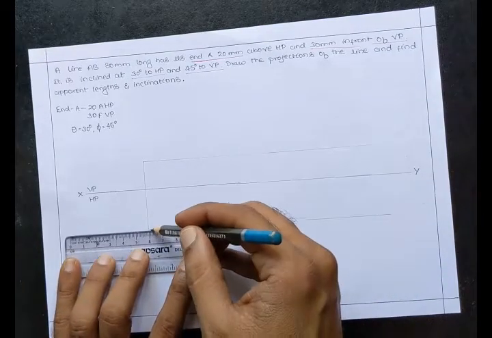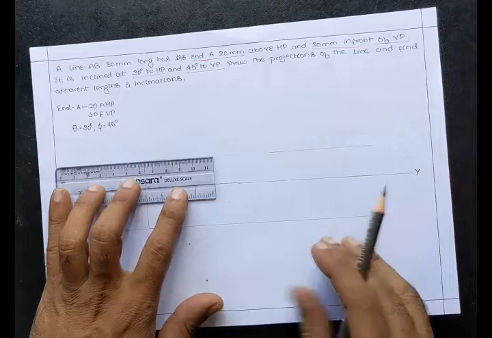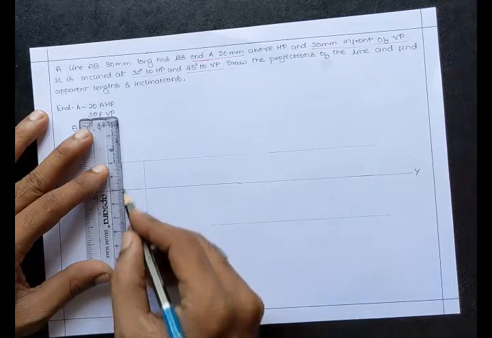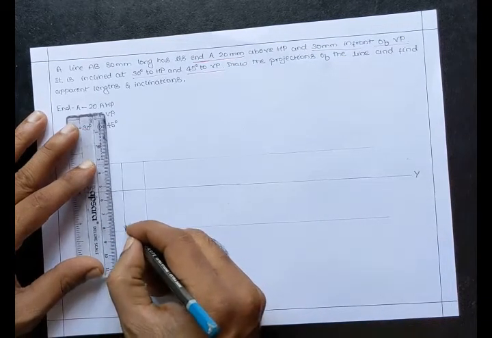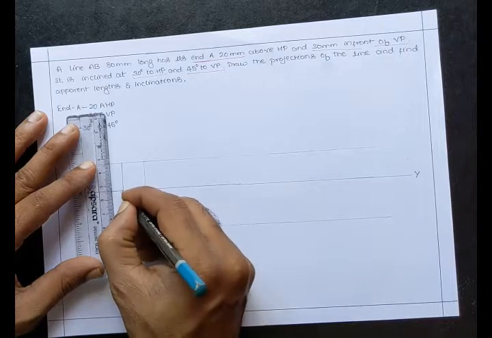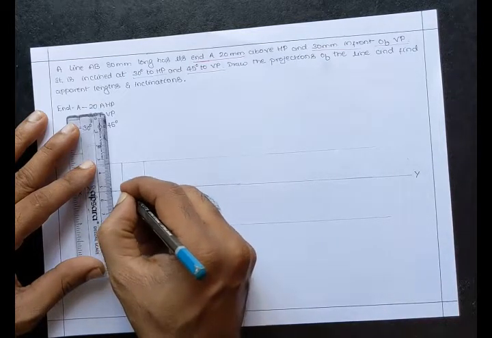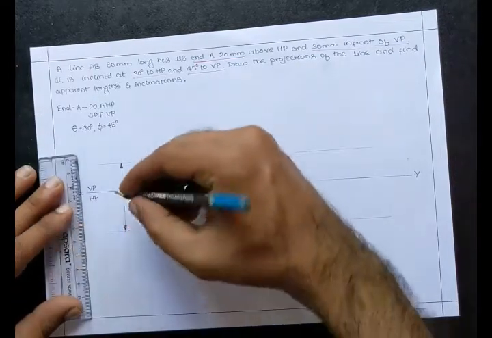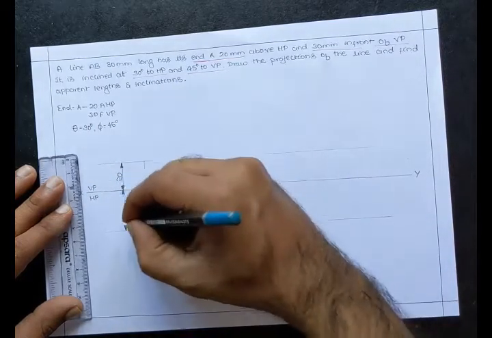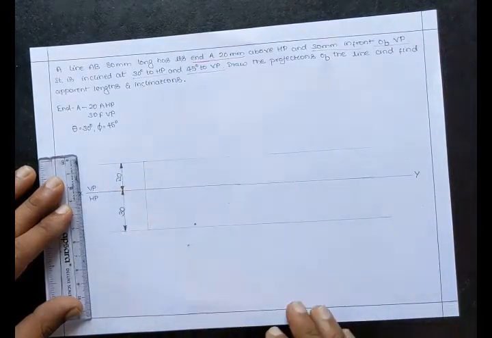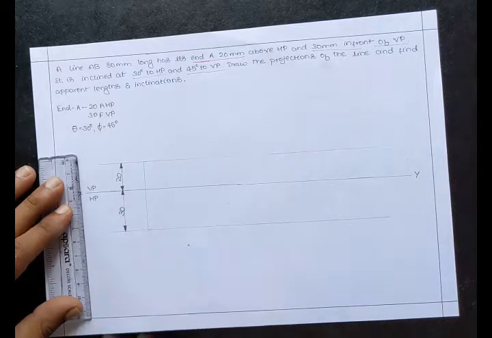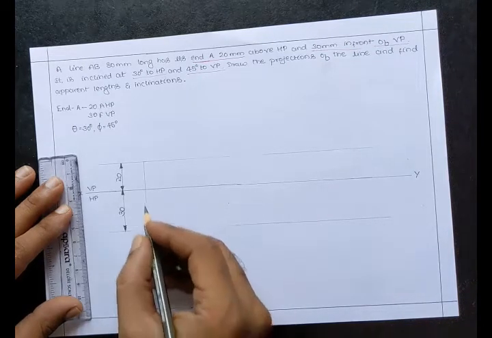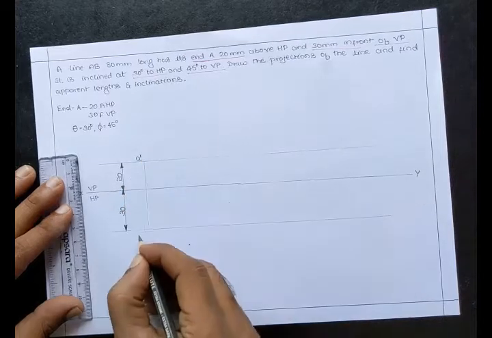So let me dimension that first. That is 30 mm in front of VP, and 20 mm above HP distance. So this is 20 mm above HP and this one is 30 mm in front of VP. Now I am going to give an annotation for the front and top view of the same endpoint of the line. Here I am going to name it as A dash, and in the top view I am going to name this one as A.